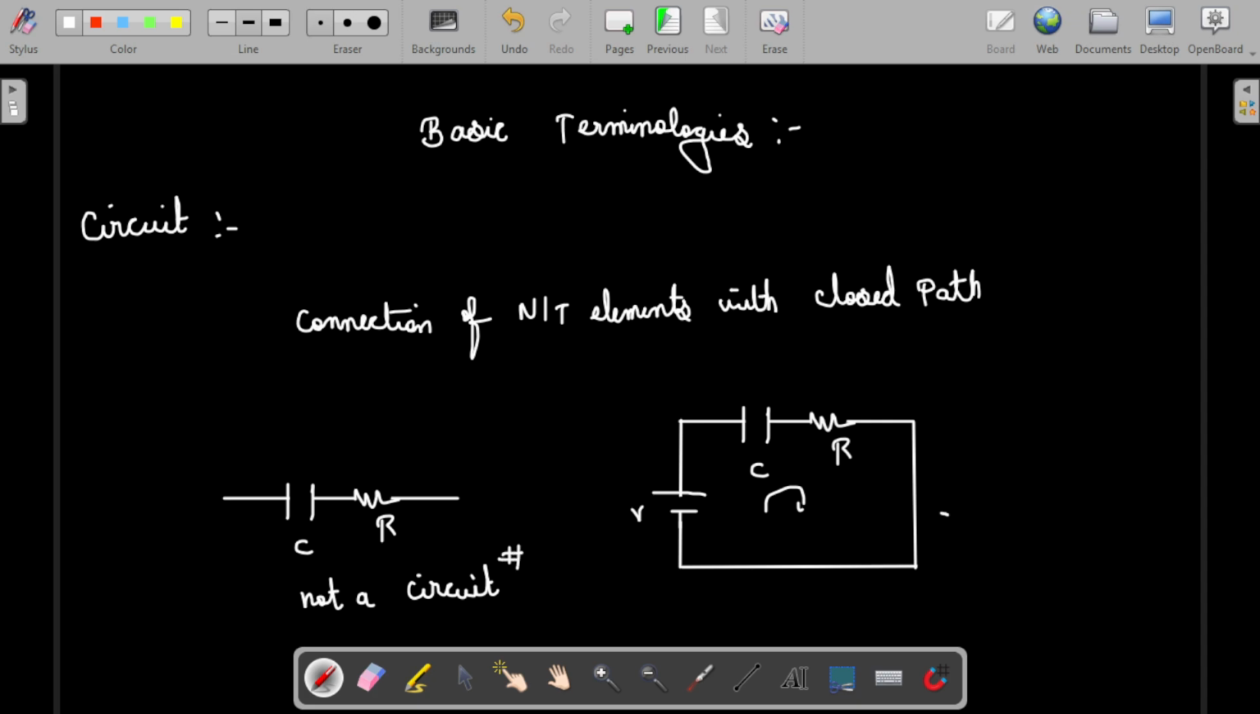So this will be a circuit because here different network elements are interconnected, and also there is a closed path for current to flow. This is the difference between a circuit and a normal network. So a closed path needs to be there, along with the interconnection of components. Only then do we call it a circuit.